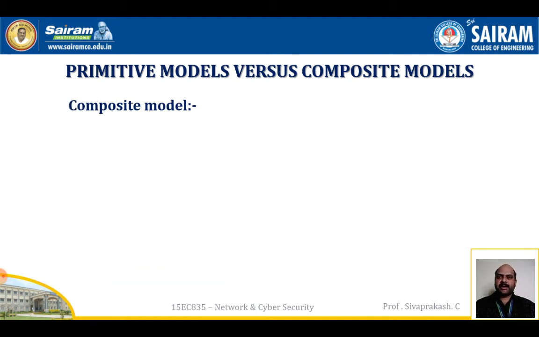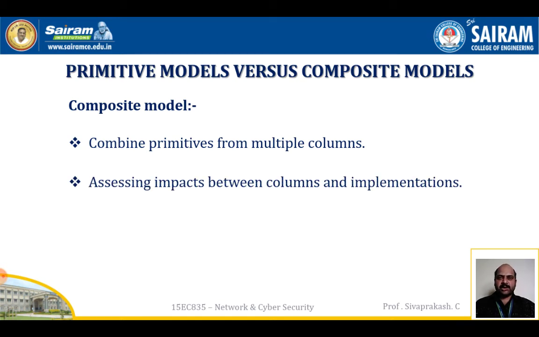Let's see the next one, the composite model. What actually is a composite model? A composite model combines primitives from multiple columns, and composite models are necessary for assessing impacts between columns and for describing the implementations. An example of a composite model is a matrix that shows a relationship between the primitives, such as process versus data.